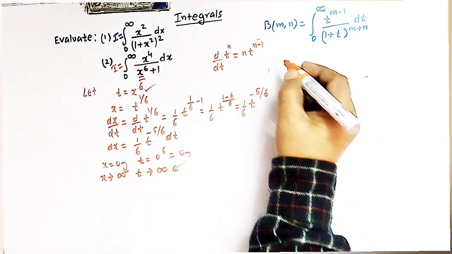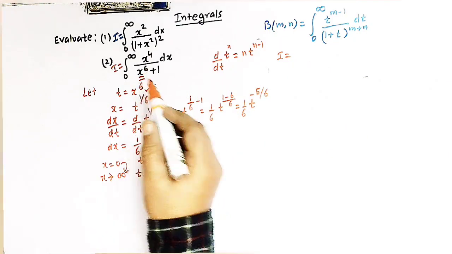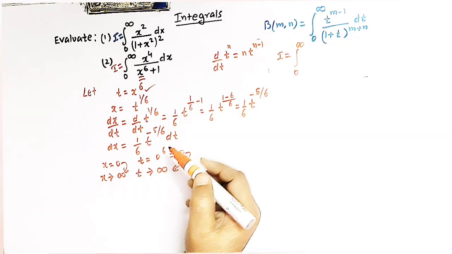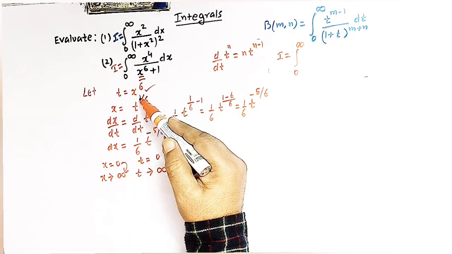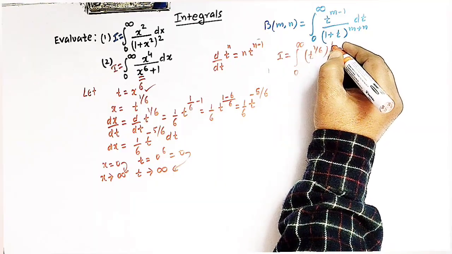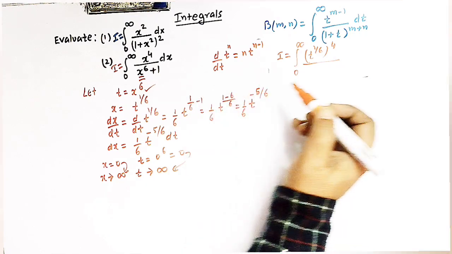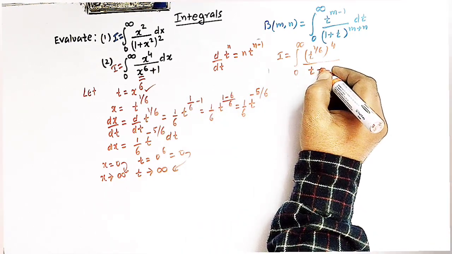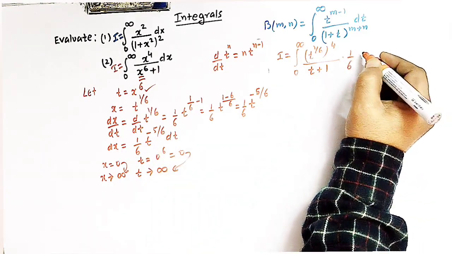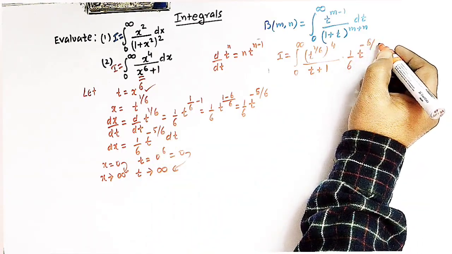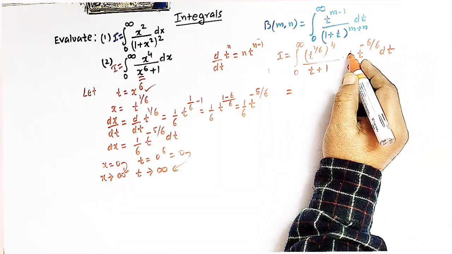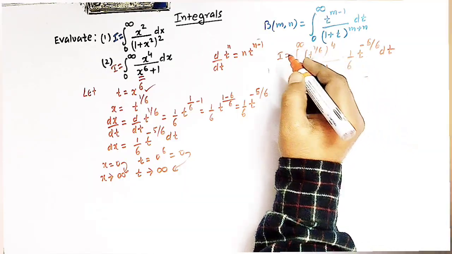So now let us write this integral I in terms of t. So we have 0 to infinity, then we have x raised to 4, right? So here x is t raised to 1 over 6. So we have t raised to 1 over 6, and then we have 4 here, and x raised to 6 can be written as t, and this is t plus 1. And for dx we can write 1 over 6 and t raised to minus 5 over 6, and here we have dt. So now let us rearrange the terms, and taking 1 over 6 outside the integral.